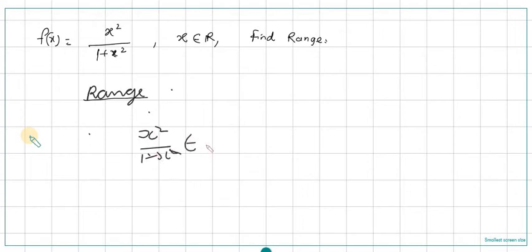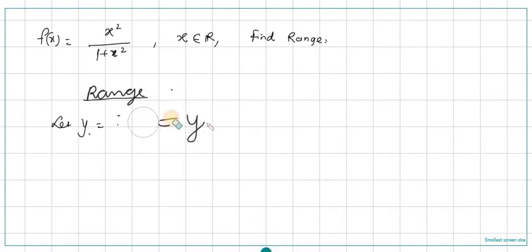I said in order to find the range, because the domain is already given, you have to write x in terms of y first. So first of all, you have to let y be equal to x squared by 1 plus x squared. Now how do you write x in terms of y, as we did in the previous questions? Can we just write x in terms of y? Please do it.